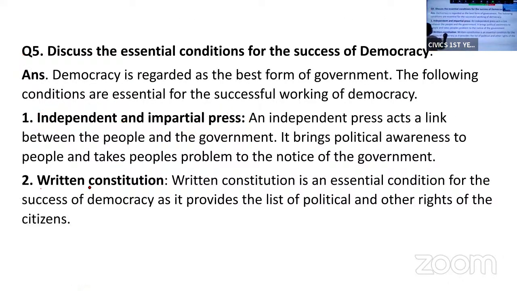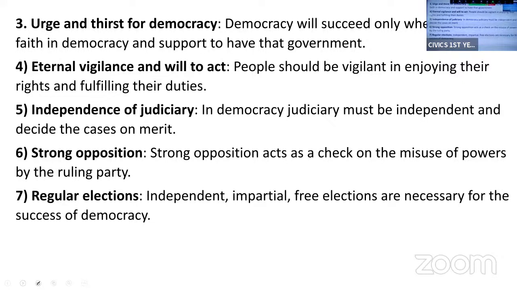Next, if the constitution is a written constitution, then the rights of the people are protected and they can enjoy their liberty and freedom. So in a democratic country, the constitution should be a written constitution, and the list of political and other rights should be incorporated in it. It is an essential condition. The constitution of a democratic country should be written so that the party in power, the government, cannot misuse the powers.